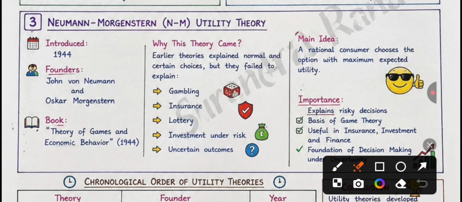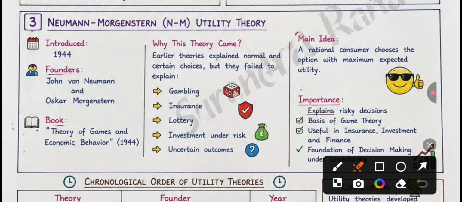Now let's discuss the Neumann Morgenstern utility theory. It was introduced in 1944 by John von Neumann and Oscar Morgenstern. Their famous book was Theory of Games and Economic Behavior. Why was this theory needed? Earlier theories explain normal choices but fail to explain situations involving gambling, insurance, lottery, and investment under risk and uncertainty.